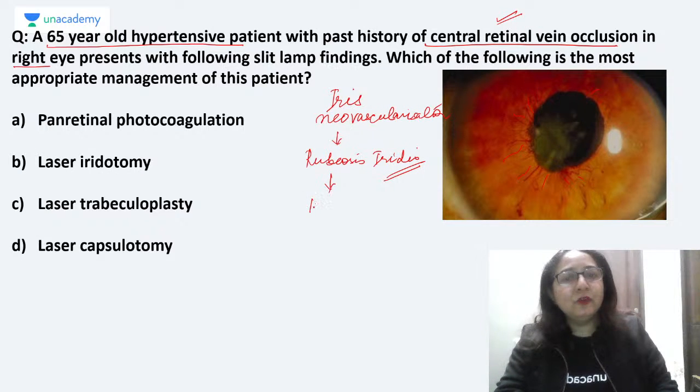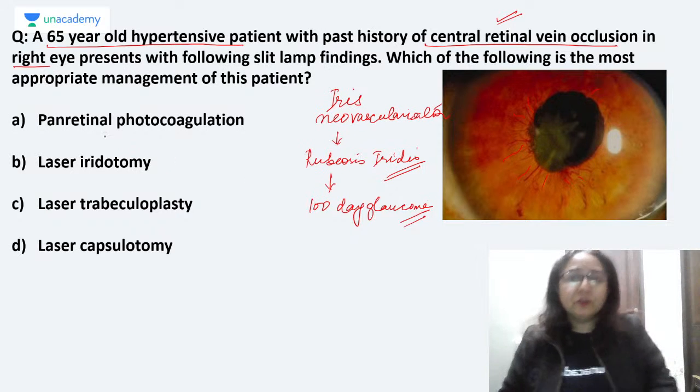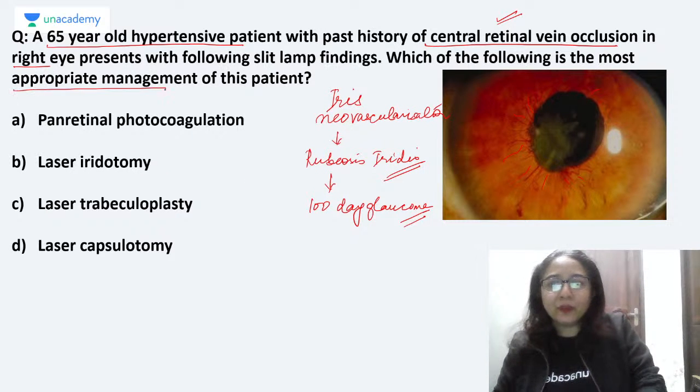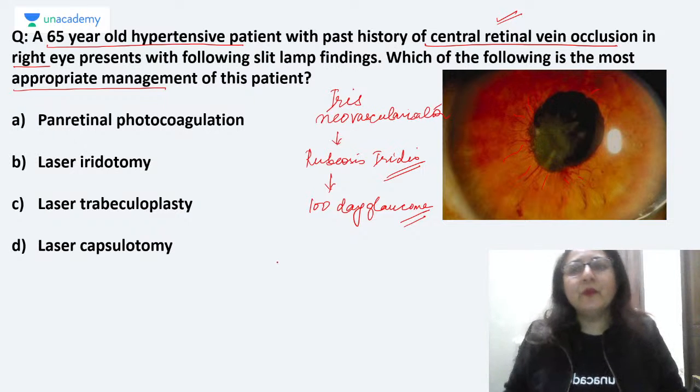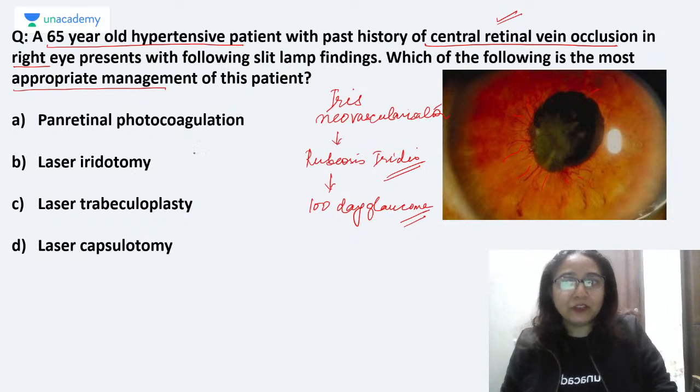and it can lead to what is known as 100-day glaucoma or 90-day glaucoma. Okay, because this usually happens after 3 months of onset of CRVO. So now we have to look at what the question is asking. What is the most appropriate management of this patient? Pan-retinal photocoagulation, laser iridotomy, laser trabeculoplasty, laser capsulotomy.